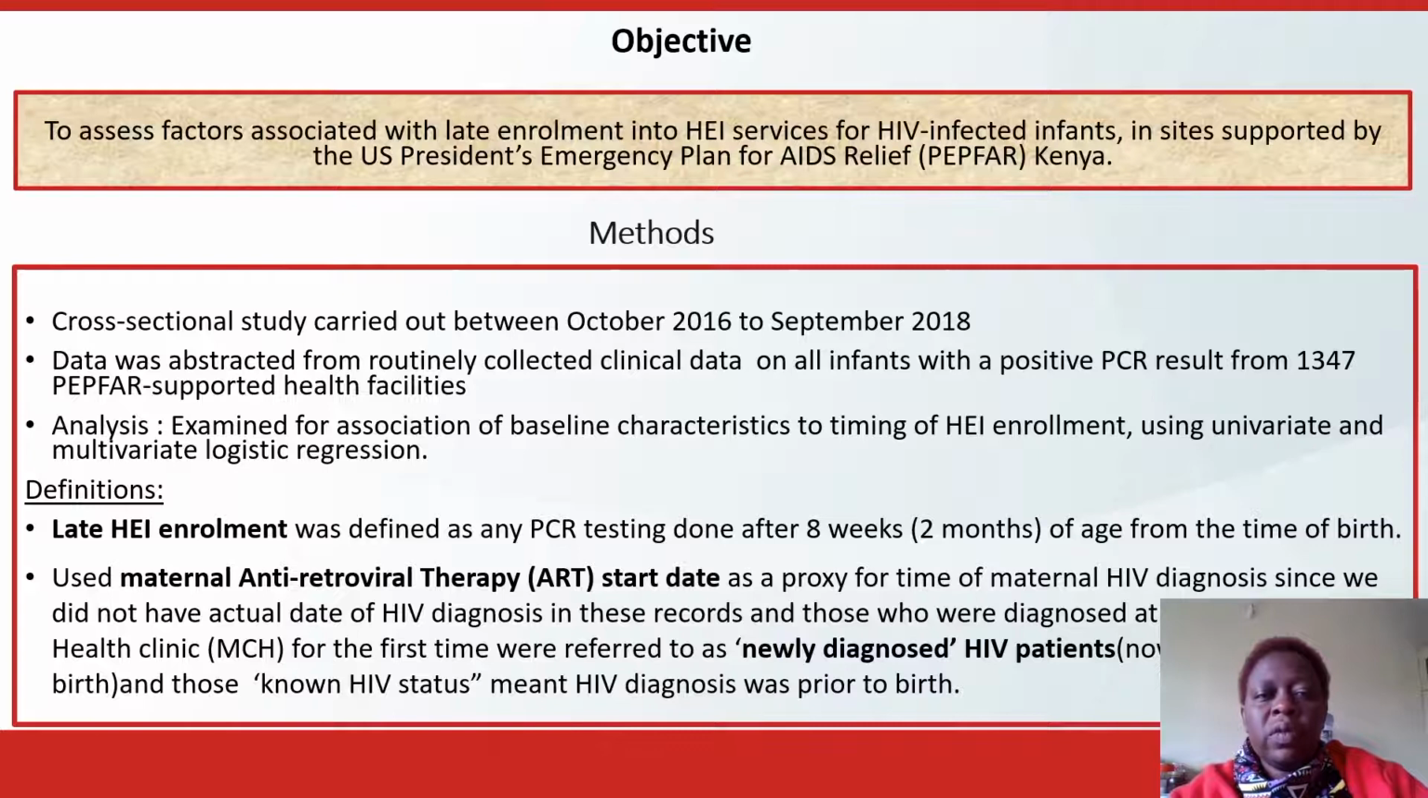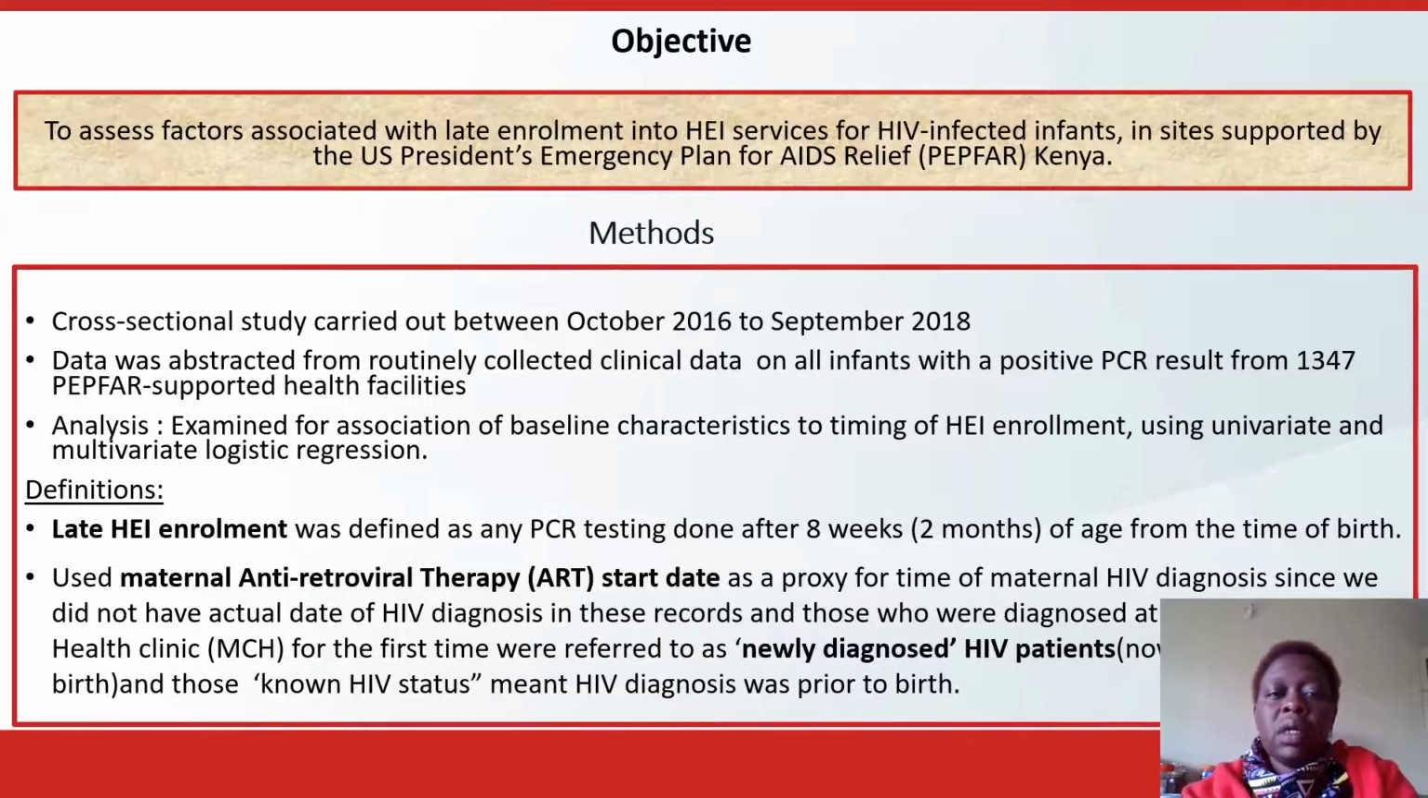This was a cross-sectional study that was done between October 2016 and September 2018. We collected data from routine clinical documents like PCR log registers, the HIV-exposed infant registers or cards, the antenatal registers for the mothers and their clinical cards or any maternal medical records. We looked for the association of baseline characteristics to timing of HEI enrollment using logistic regression. The definitions that we used: late HEI enrollment was defined as any PCR testing done after 8 weeks of age from the time of birth.